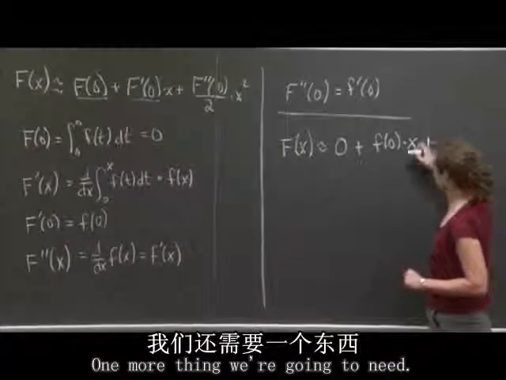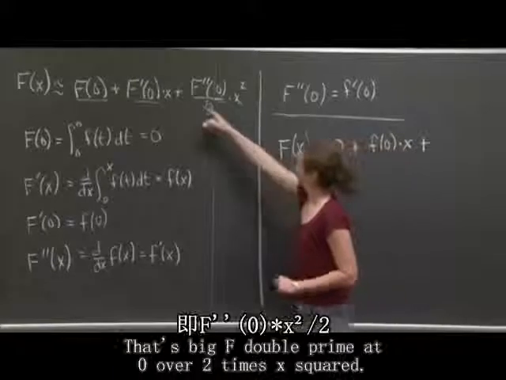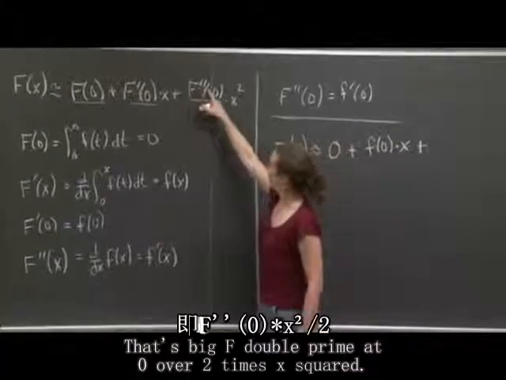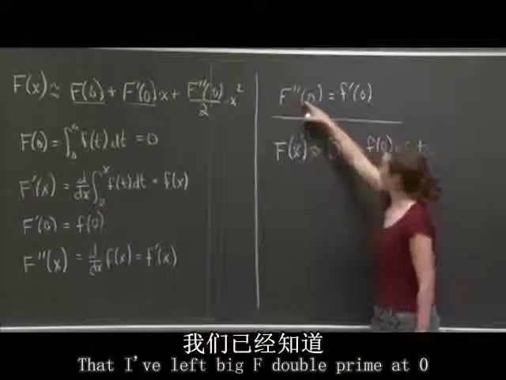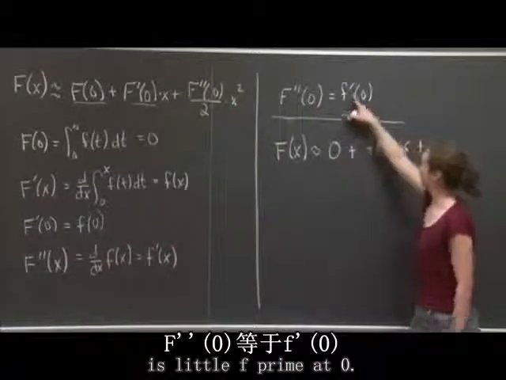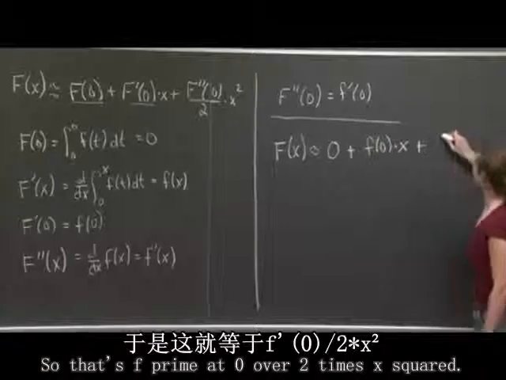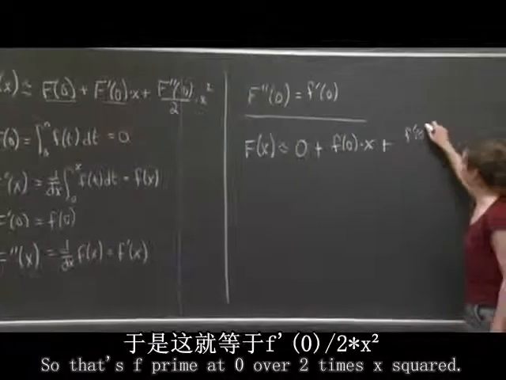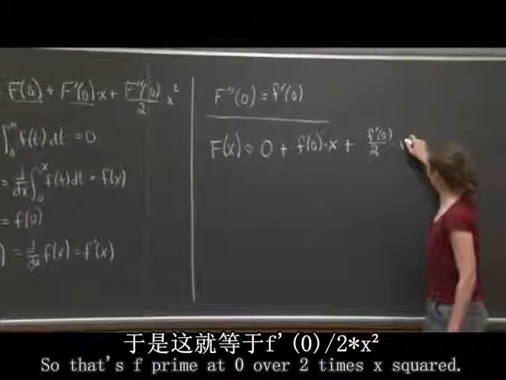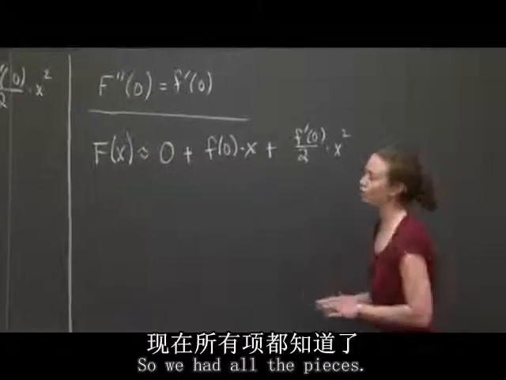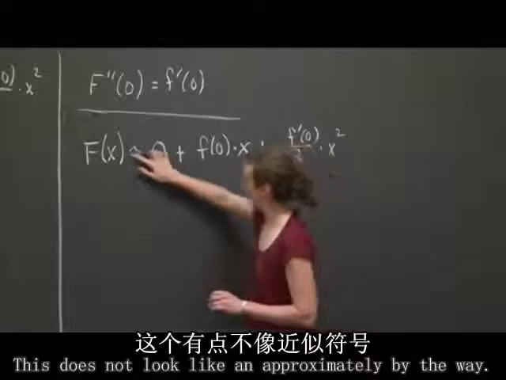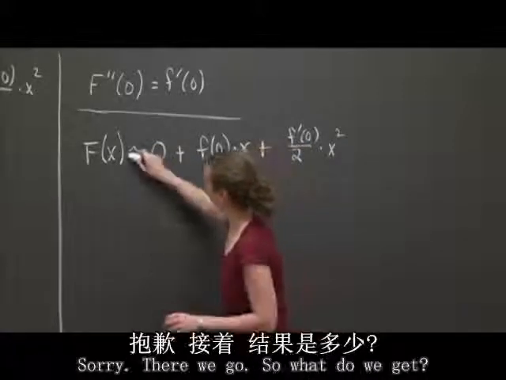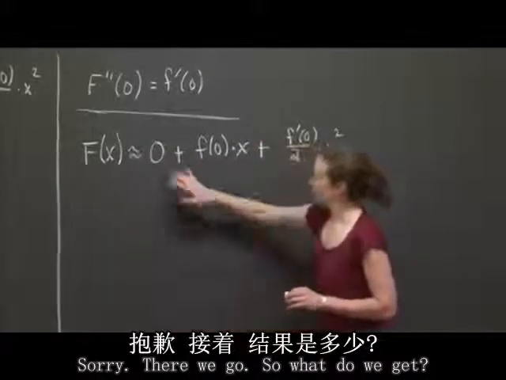And let's come back. One more thing we're going to need. We need one more term. That's big F double prime at 0 over 2 times x squared. As I've said, big F double prime at 0 is little f prime at 0. So that's f prime at 0 over 2 times x squared. So we had all the pieces. We just had to put them in. Sorry, there we go. So what do we get?